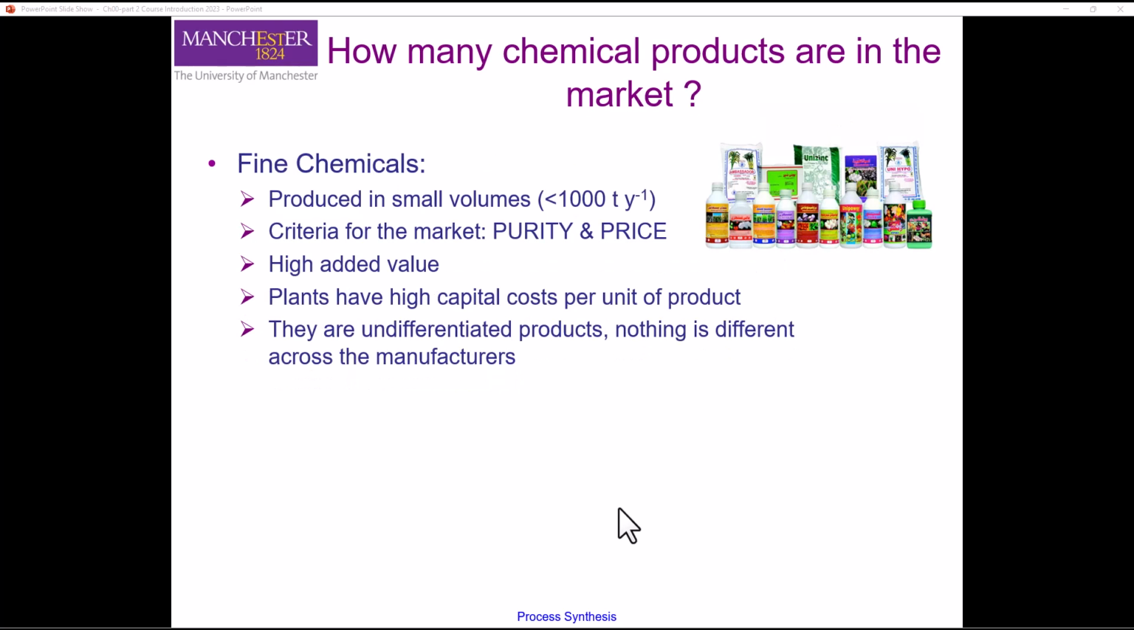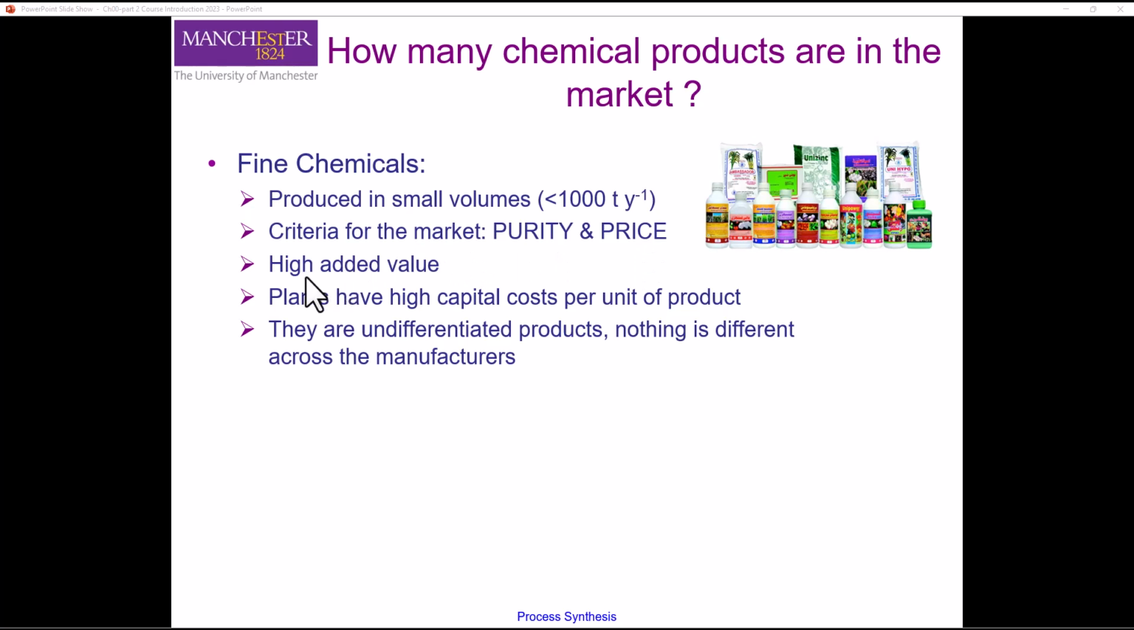Now let's have a look at some of the features of fine chemicals. Fine chemicals are normally produced in relatively smaller volumes, less than 1,000 ton per year. That is the only main difference between fine chemicals and commodity chemicals. For the rest of the features, they are the same. Just like commodity chemicals, fine chemicals are also purchased in the market based on their composition or purity, and that is what dictates their price.